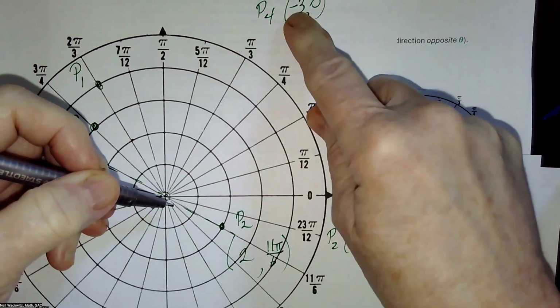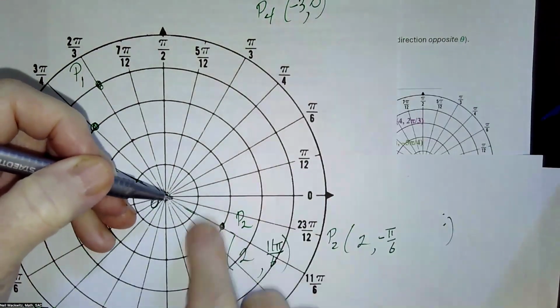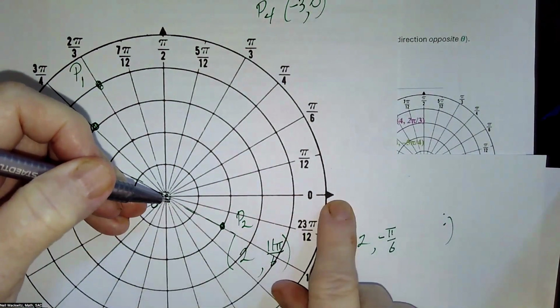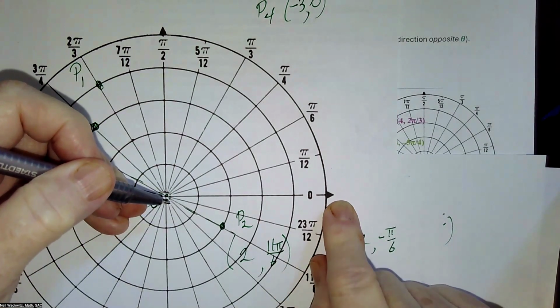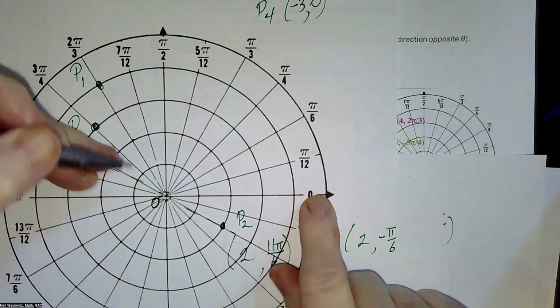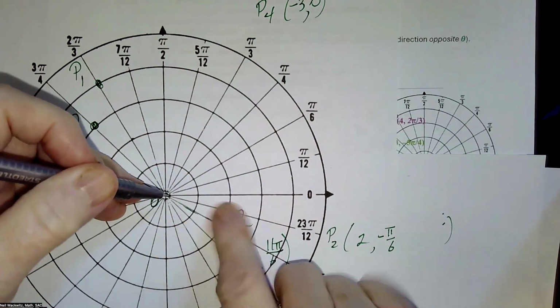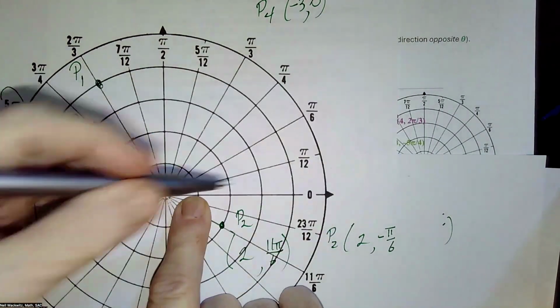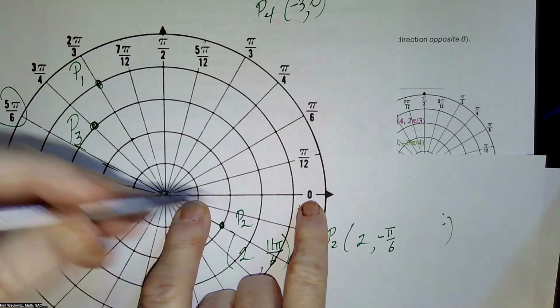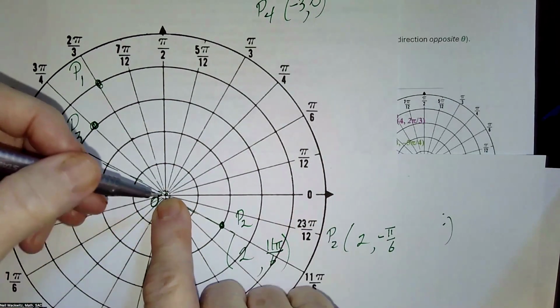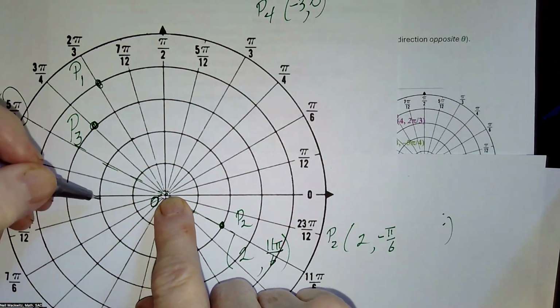R is negative 3. That means we're going to go opposite the position of the angle, but on this line, and we're going to go 3 units. So instead of going toward the positive polar axis, we're going to go backward. 1, 2, 3.